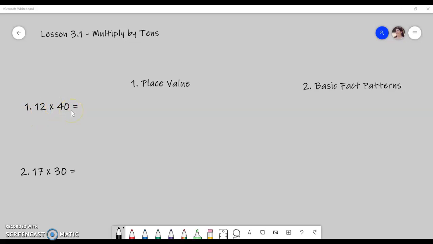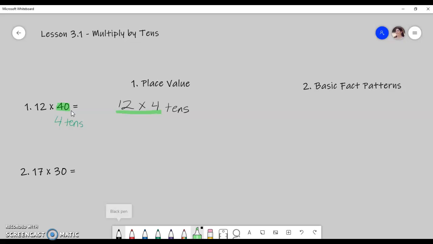So if we think about this problem, 12 times 40, well, 12 is pretty straightforward, but 40, if we change the way we think about that, we could say that is 4 tens. Because we know 4 tens is the same as 40. So that means I can rewrite the problem as 12 times 4 tens. And at this point, now we have a basic math fact.